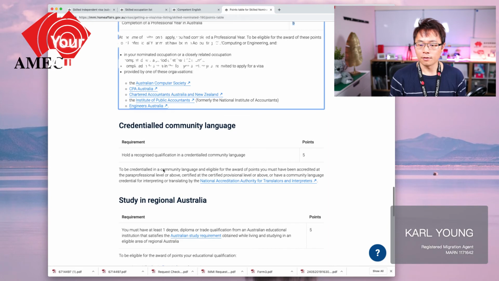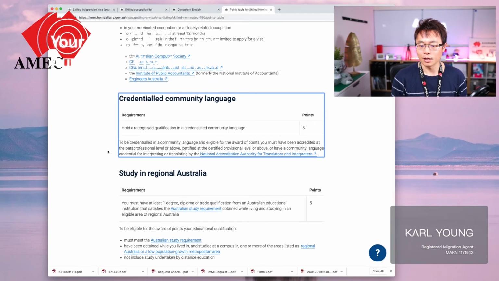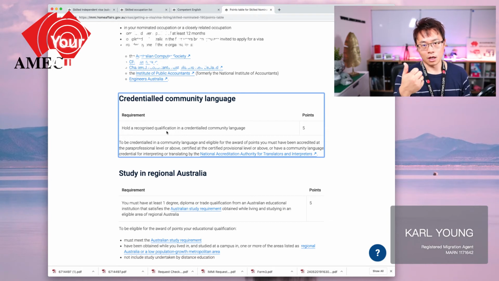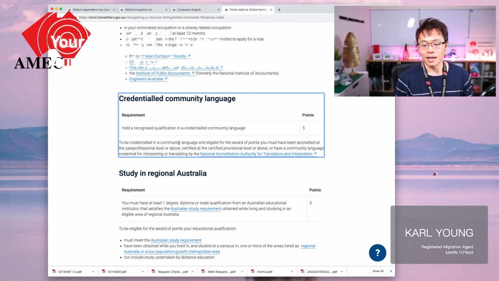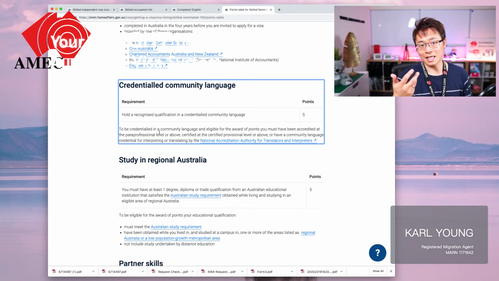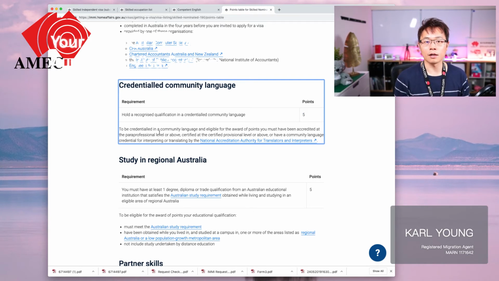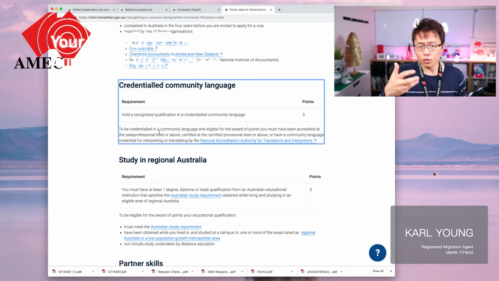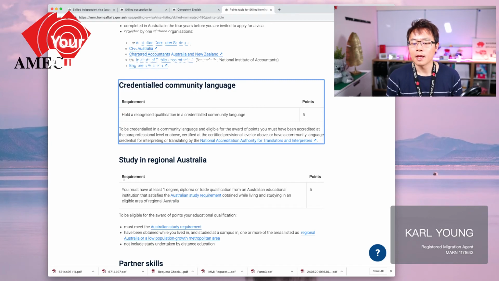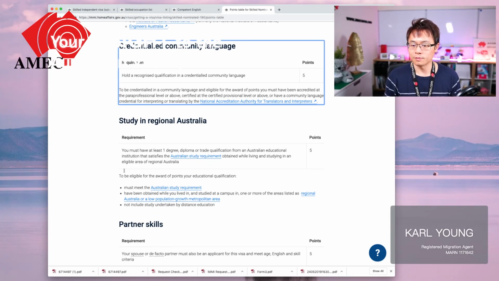Okay. Now, credentialed community language. That's if you have a further skill developed as a translator or interpreter and have a certificate issued by the National Accreditation Authority for Translators and Interpreters, that's another 5 points. Now, that's not an easy thing. That requires very quick and practical responses in multiple languages, bilingual or whatever the language that you're specialized in.